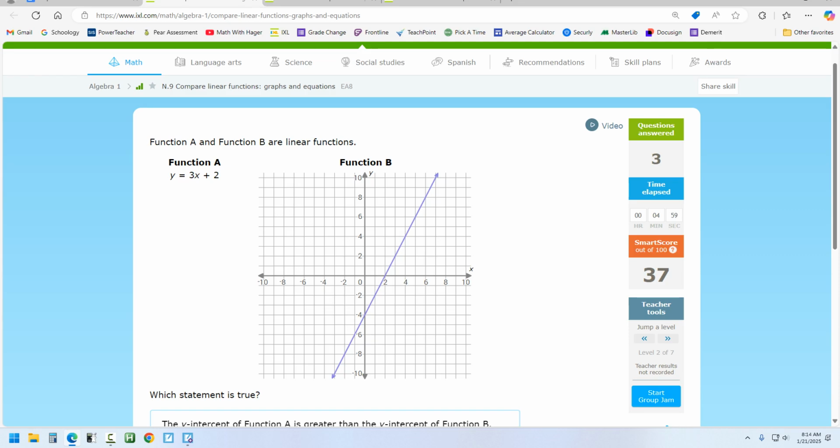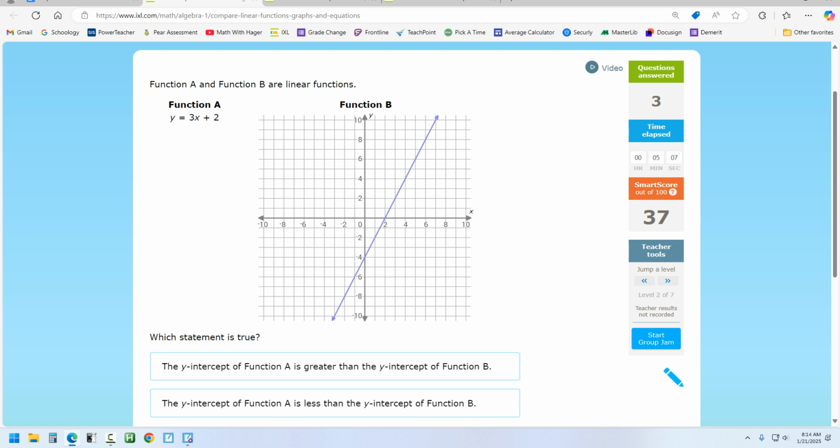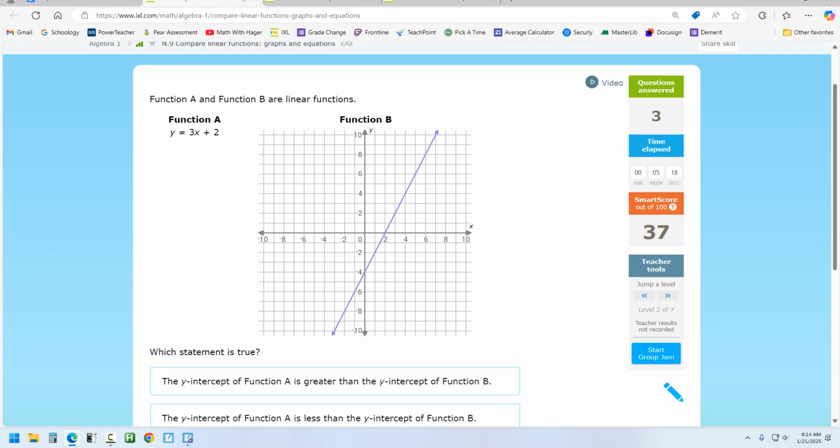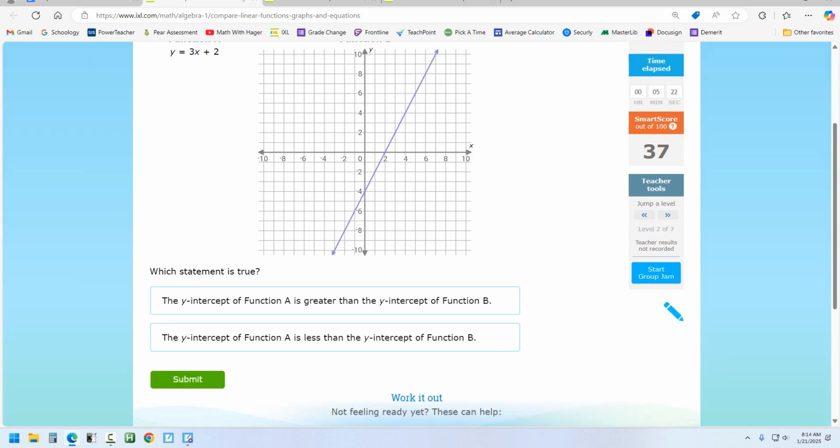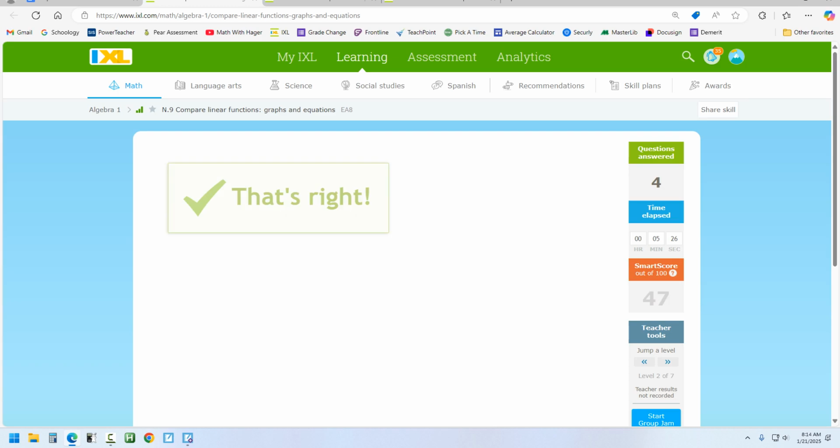Yeah, 2. The y-intercept is always the number at the end when you see it as an equation. So A has a y-intercept of 2. Now, looking at the picture, what's the y-intercept of B? Yeah, -4. It's where it crosses the y-axis. So A is positive 2, B is -4. So the y-intercept of A is greater than B. Yep.